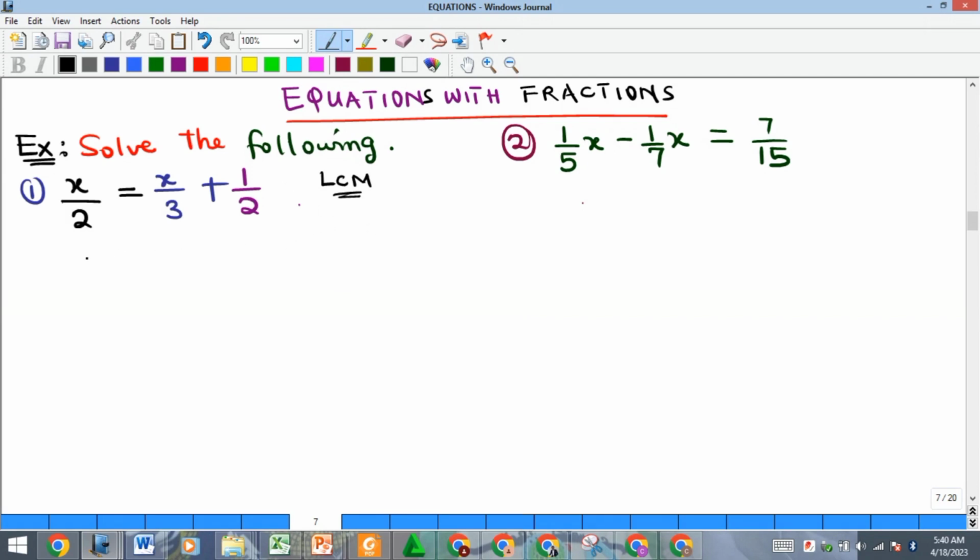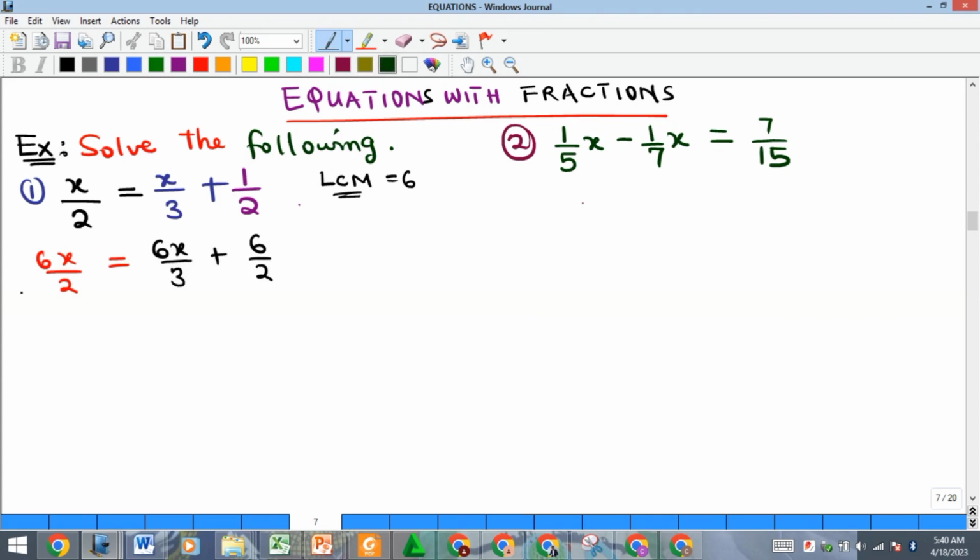So we begin with this first example. We can see the denominators here are just 2 and 3. So the LCM of 2 and 3 is of course 6. So we multiply through by 6. And so when we multiply the first term by 6, we are going to have 6x over 2, and then on the right hand side 6 multiplying this will be 6x over 3, and then here 6 multiplying will be 6 over 2.